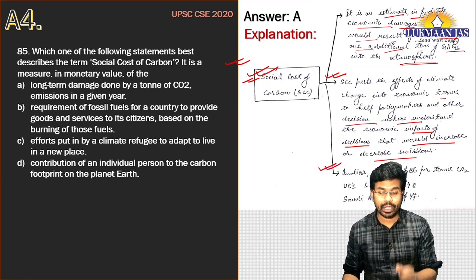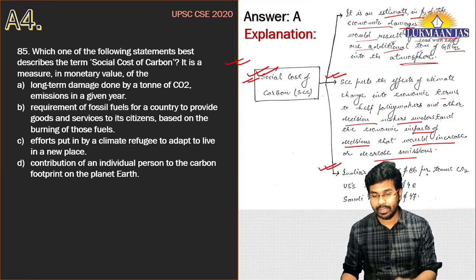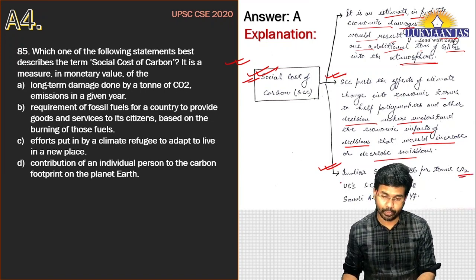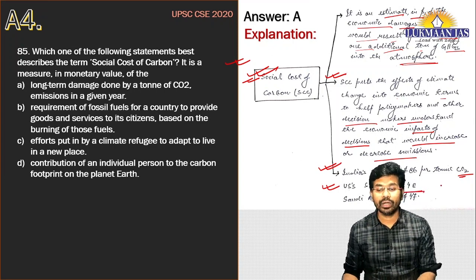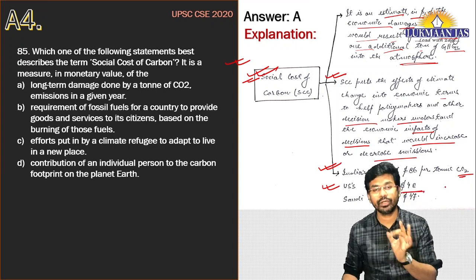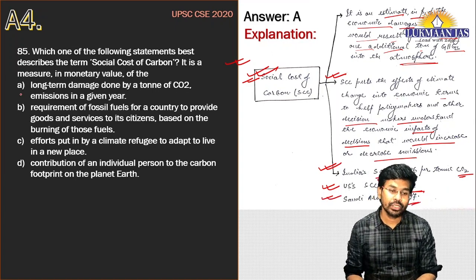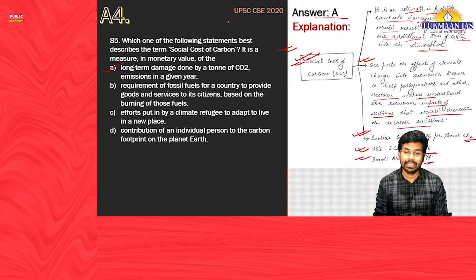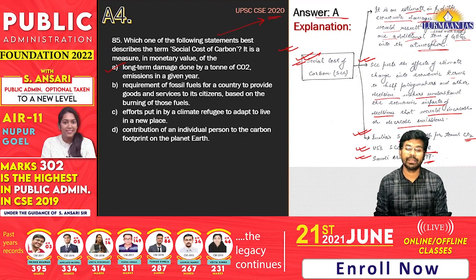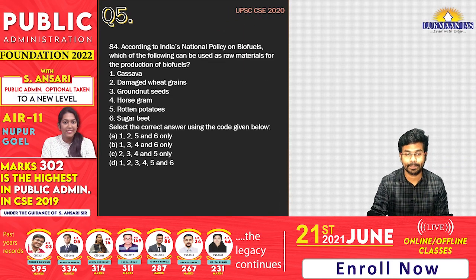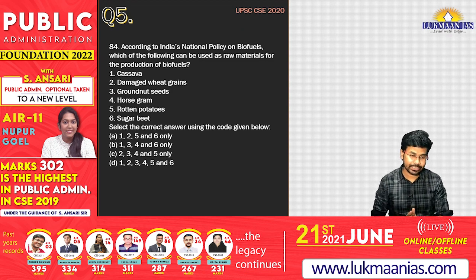If we talk about India's social cost of carbon, it is around $86 per ton emission of CO2. For the United States of America, it is $48 per ton of emission of CO2. For Saudi Arabia, it is $47. So the correct answer is option A. This question was also reflected in the prelims examination of 2020. Now let us take the next question.